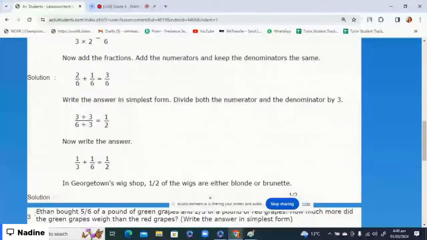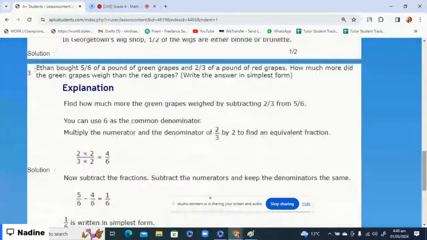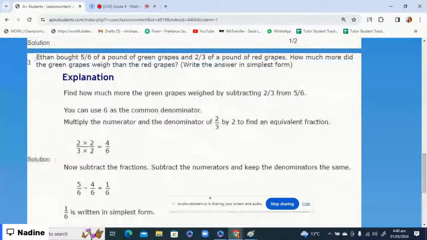Okay. Let's do this next one. Athen bought 5 by 6 of a pound of green grapes and 2 by 3 of a pound of red grapes. How much more did the green grapes weigh than the red grapes? We are finding the difference here, because we are finding which one is more. So we are subtracting. The red grapes are subtracted from the green ones.